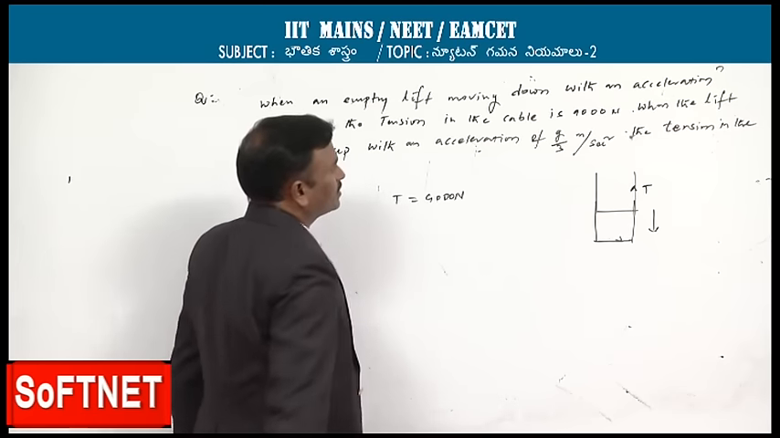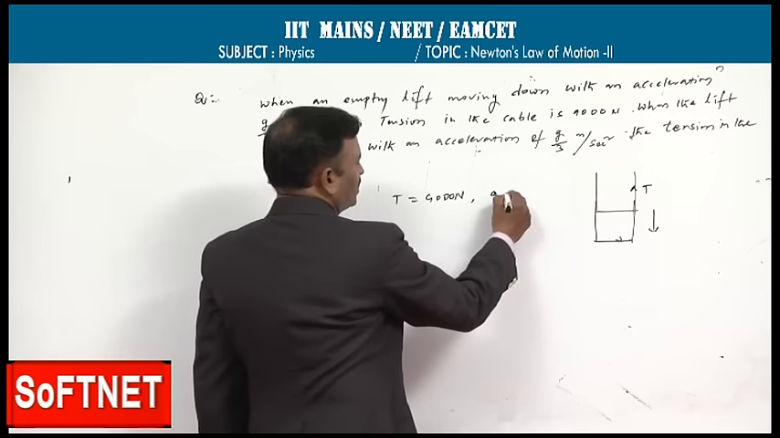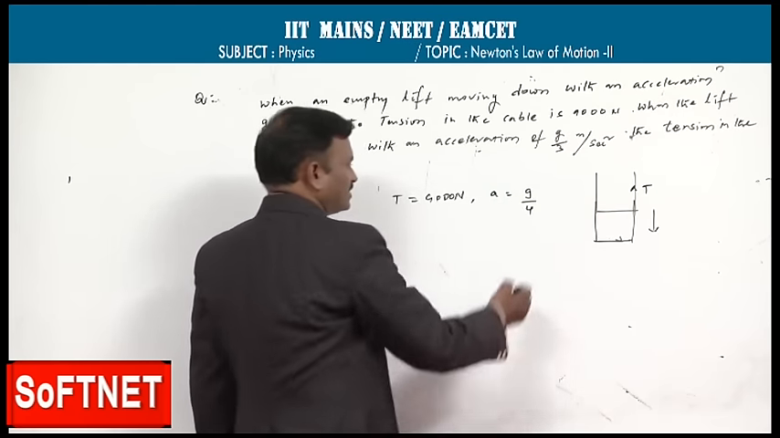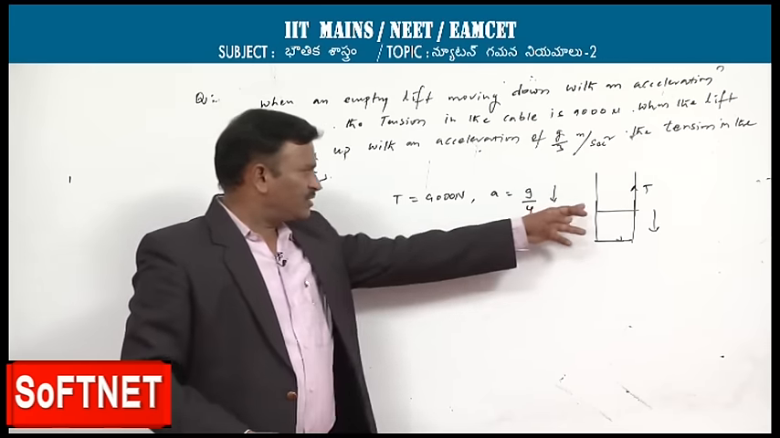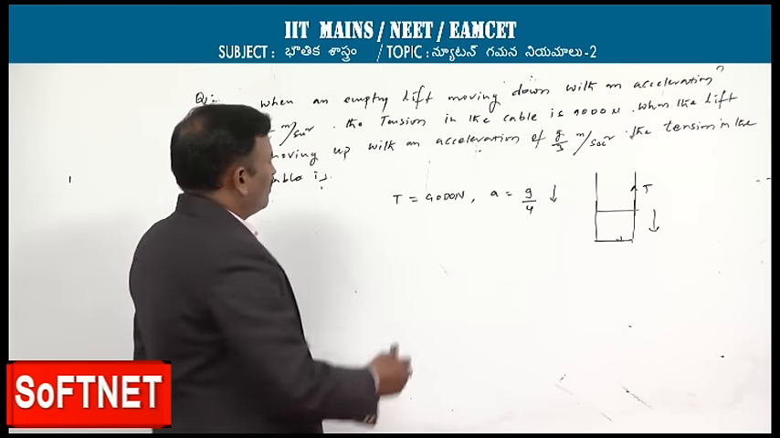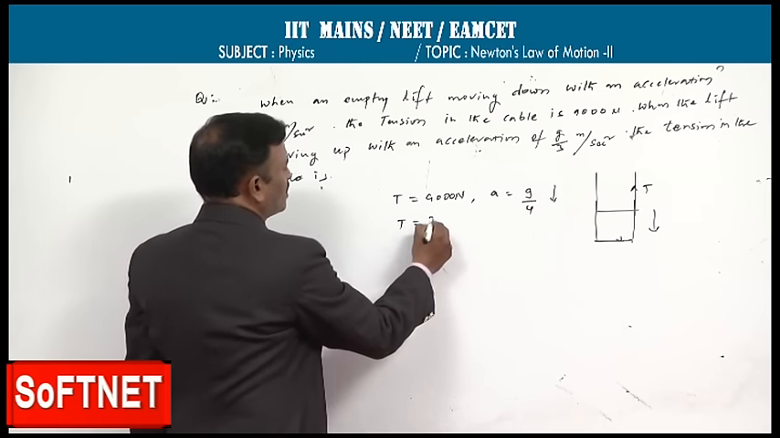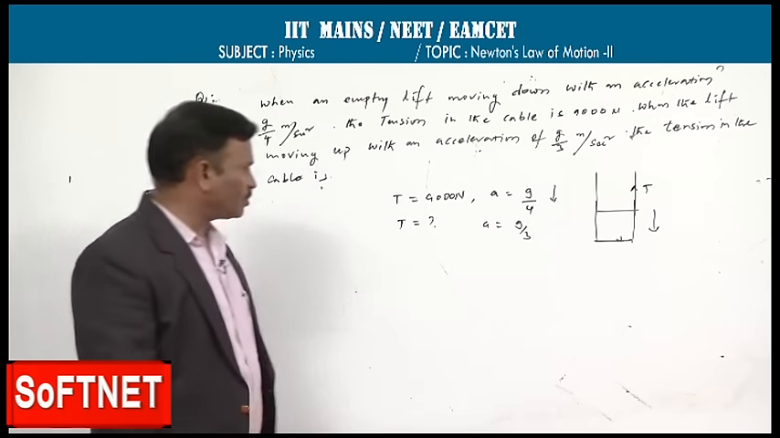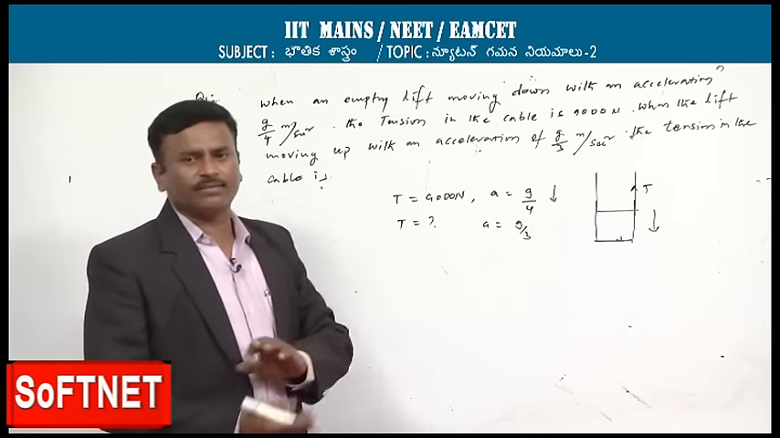9000 newtons. When the lift is moving down, the acceleration is a equal to g by 4, and the respective tension in the cable is 9000 newtons. The question is here, when the lift is moving up, how much is the tension? The acceleration is g by 3. That is the question: as the acceleration while moving up is g by 3, how much is the tension in the cable?